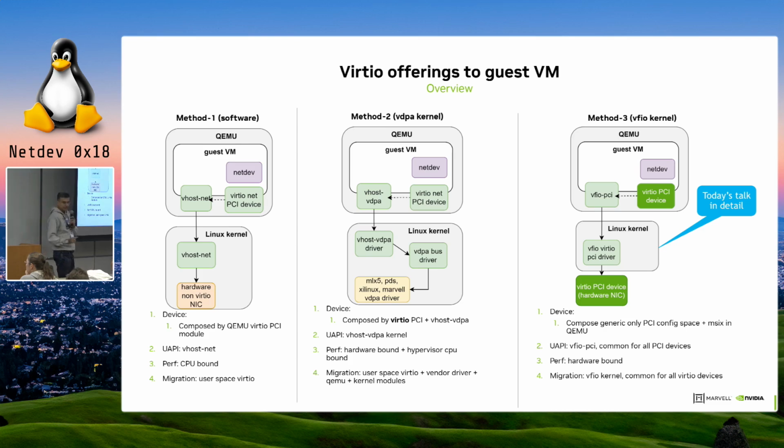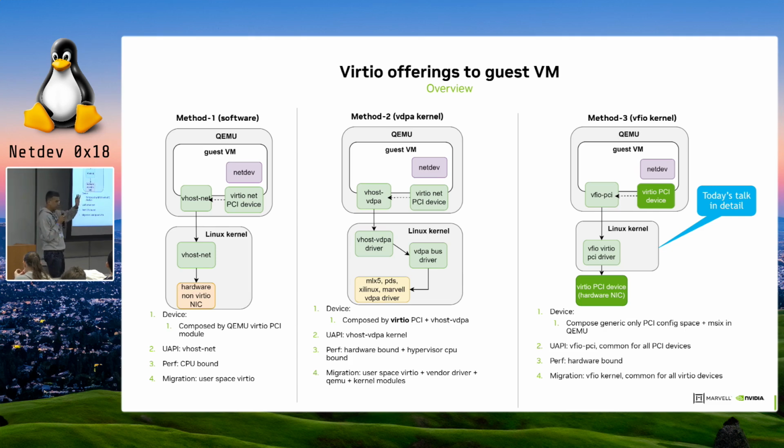The second method is what we already saw in the last presentation on VDPA, where you have a vendor-specific driver running in the hypervisor that is exposed through a VDPA bus driver. On top of that is a vhost VDPA driver, and then there's the user space component of vhost VDPA, and we still have QEMU composing the PCI device. So there are 5 software layers that interact with each other to actually make a virtio PCI device in the guest VM.